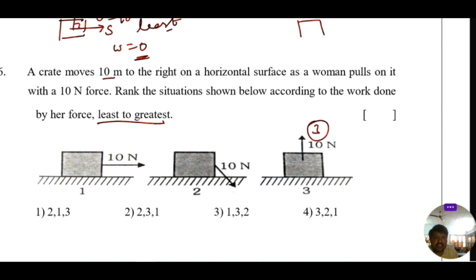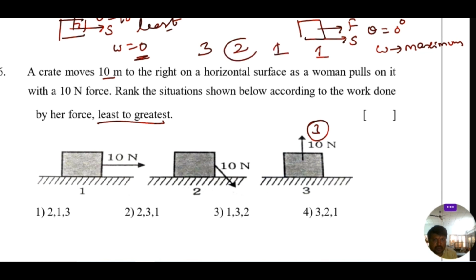Next, when the direction of force and the direction of displacement are in the same direction, theta is equal to 0, then work done is maximum, because cos 0 is 1, the maximum value. That is the greatest one. So the greatest one is 1, the least one is 3, and in the middle is 2. So 3 to 1 are the correct answers. So option 4 is the right answer.